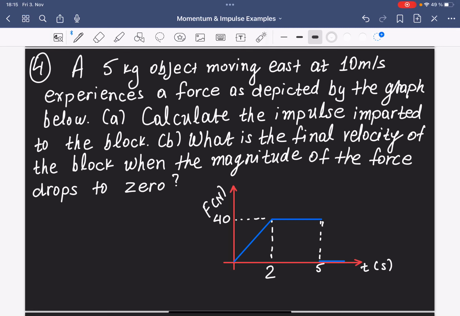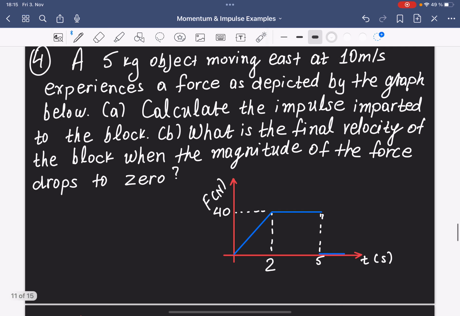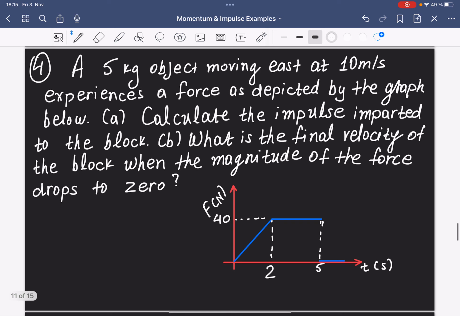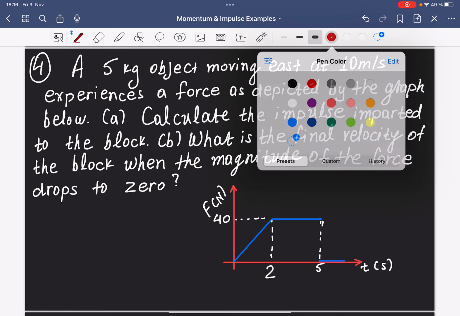And welcome to the last video. We're going to look at an exercise on momentum and impulse. This time we have a force-time graph, and we're going to have a look at what kind of information we can get from this sort of graph. Now let's have a look at the exercise.